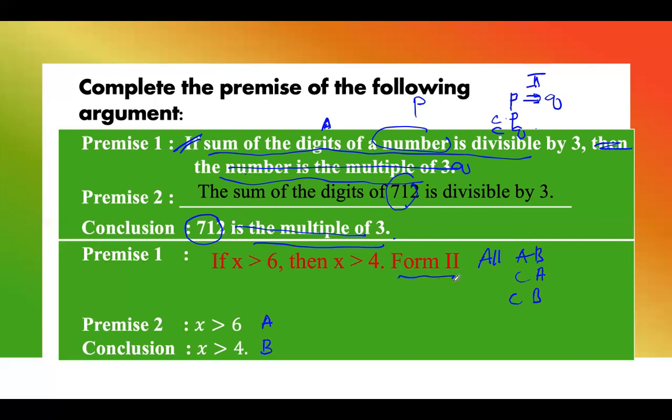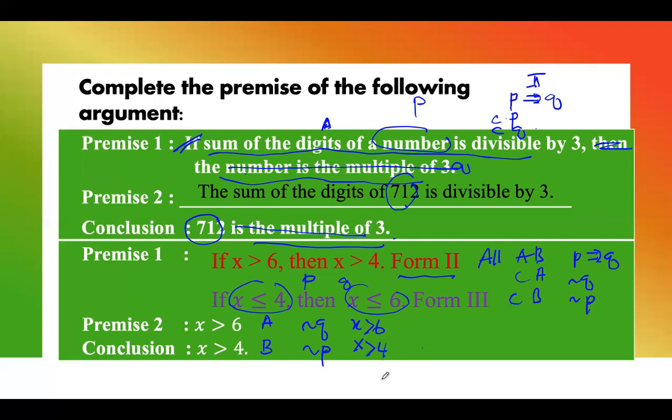So the answer can be type 3 also. So type 3 is, if P, then Q. Not Q is true. Not P is true. So we just change the symbol. So it becomes if x smaller than or equals to 4, then x is smaller than or equals to 6. So if this is P, this is Q, so not Q will be x bigger than 6, right? Not P will be x bigger than 4, right?